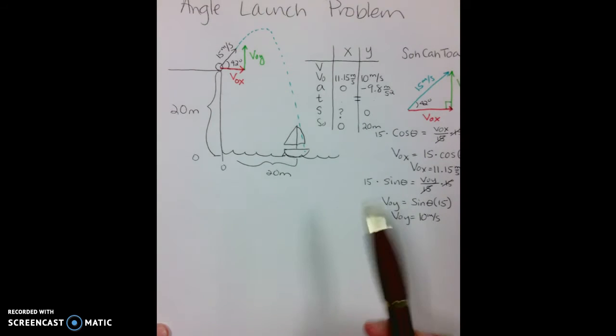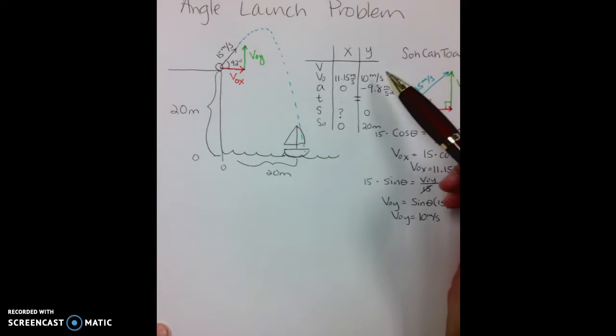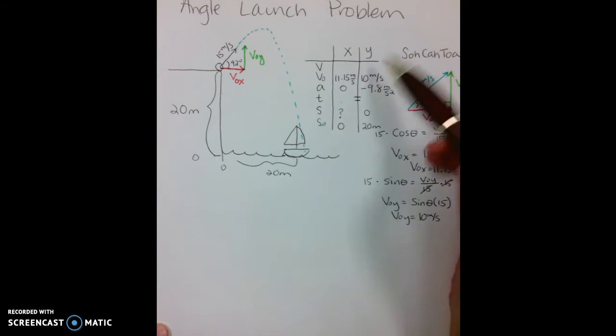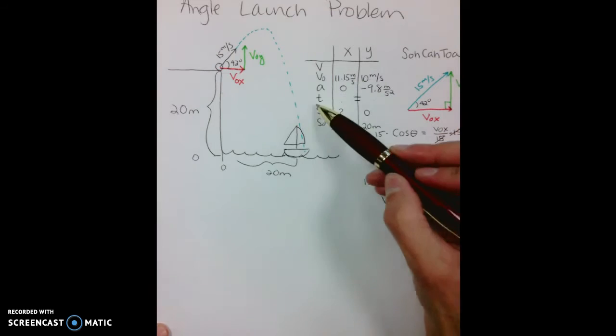I need to know which column to use. Remember, I need 4 variables. So I have 1, 2, 3, 4 in the y, and only 1, 2, 3 in the x. So let's look at the y column to find time.